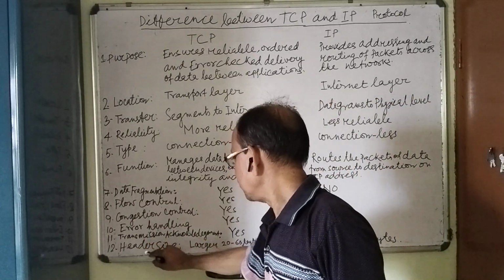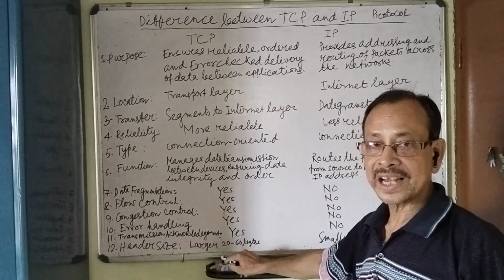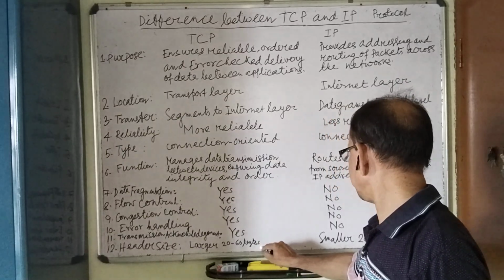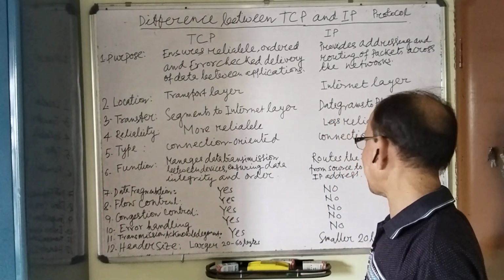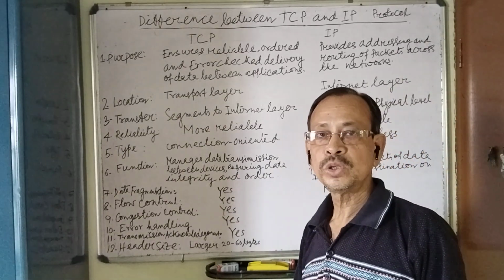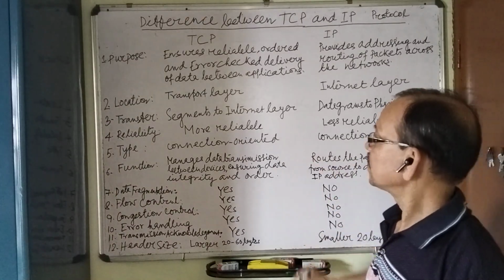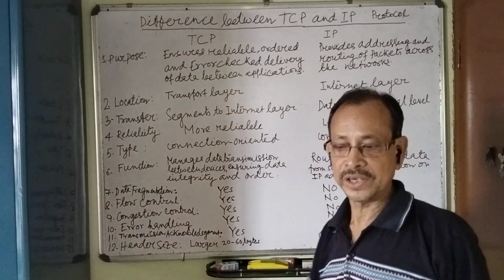And number 12, header size: TCP is larger, 20 to 60 bytes, and IP is smaller, 20 bytes. So we stop the class now. So these are the points. Okay.